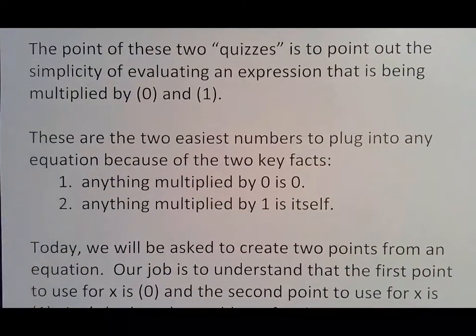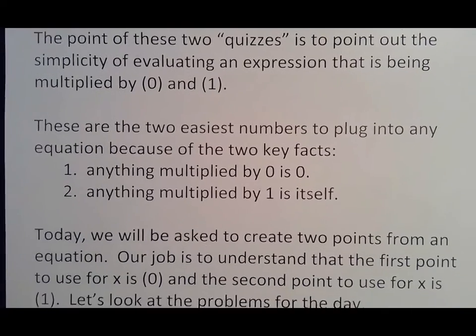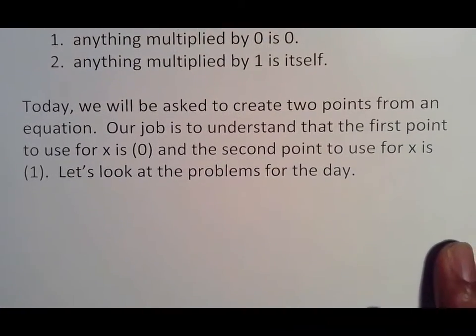So that's pretty much what those quote-unquote quizzes are about, to show that multiplying by 0 and multiplying by 1 are the two easiest things. Pretty much anything multiplied by 0 is 0, anything multiplied by 1 is itself.